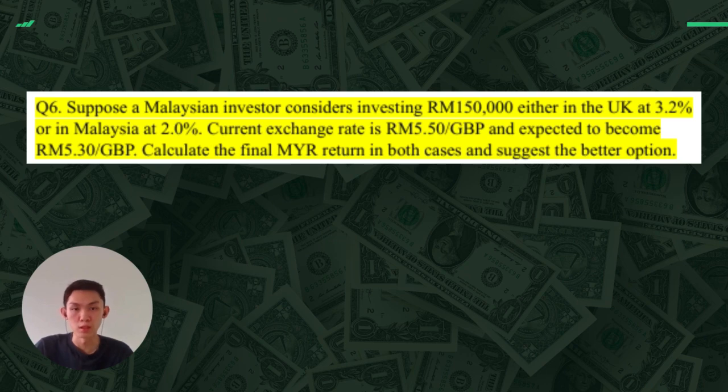So if the investor considers investing in Malaysia, we multiply the 2% interest rate with the investing cost, 150,000, so we will get 3,000. So the suggestion for the Malaysian investor is to consider investing in Malaysia, because if we invest in the UK, we will get losses. Just now we calculated 829.06 loss, compared with investing in Malaysia, where we will get 3,000 profit. So to earn profit, we have to choose to invest in Malaysia.